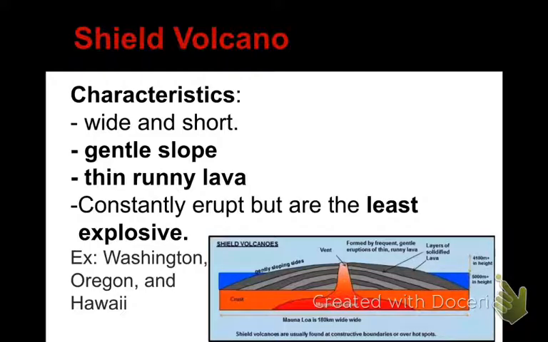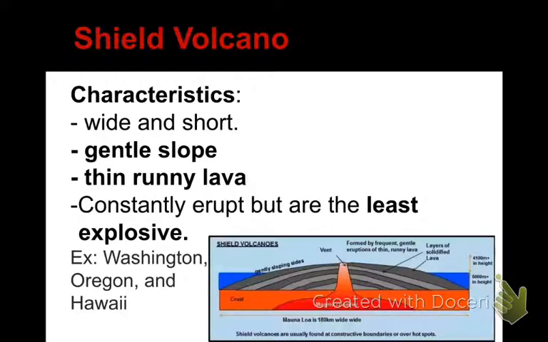It's got a very gentle slope, so it's not steep, and it's not as tall. It's much more wide. The reason the shield volcano looks the way it does is because it has very thin, runny lava. Basically, these types of volcanoes constantly erupt. They're just very consistent eruptions, but they're the least explosive eruptions. If you go to Hawaii, you can actually watch a shield volcano erupt from a distance. It's not going to be dangerous to you unless you're right there at it.